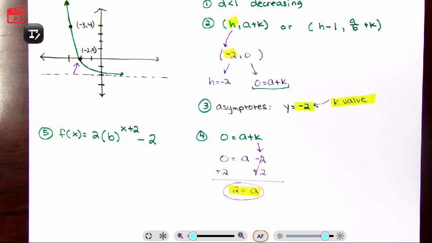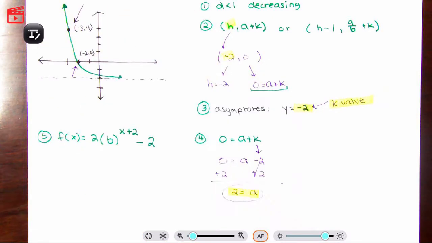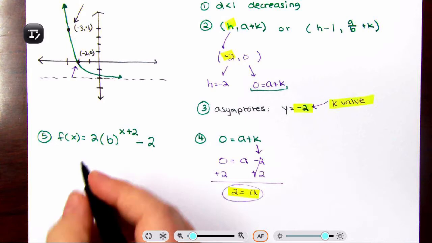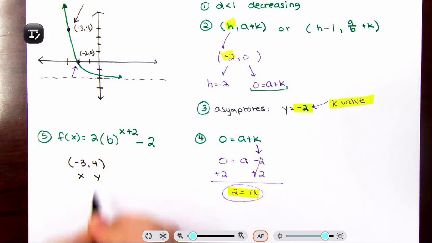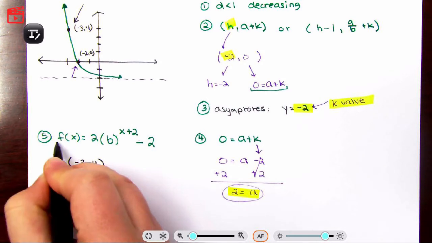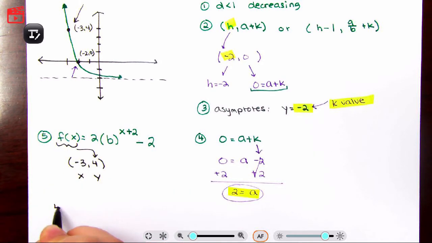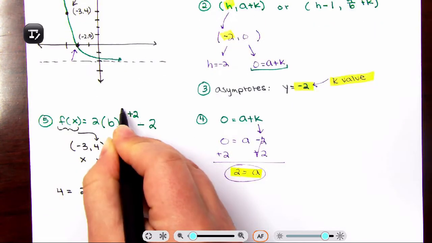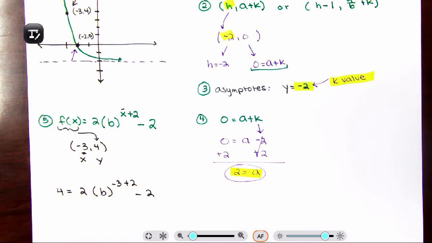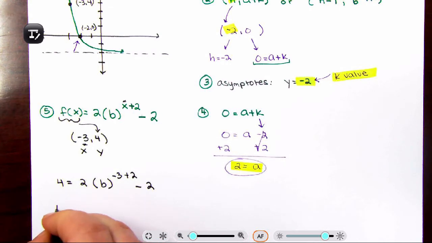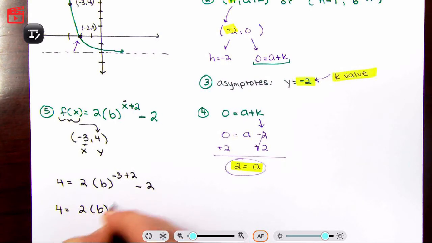So go ahead and take your secondary point. It could be this point. It could be any other point on the curve. It doesn't matter. And you're going to plug in for your x and y value. In this case, x. In this case, y. So then y is your f of x. Just keep that in mind. So I have 4 is equal to 2 times b to the -3 plus 2, minus 2. And you're going to continue solving for your b value. So -3 plus 2, that's -1, minus 2. I'm going to add 2 to both sides.